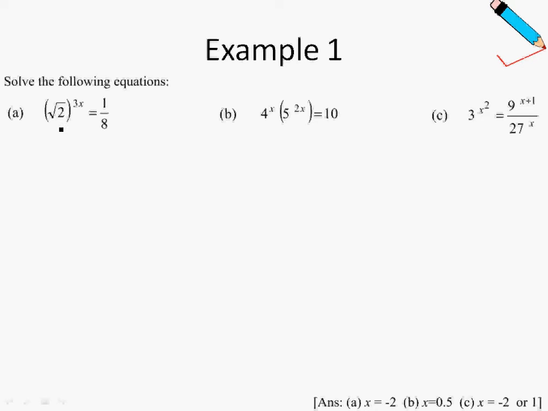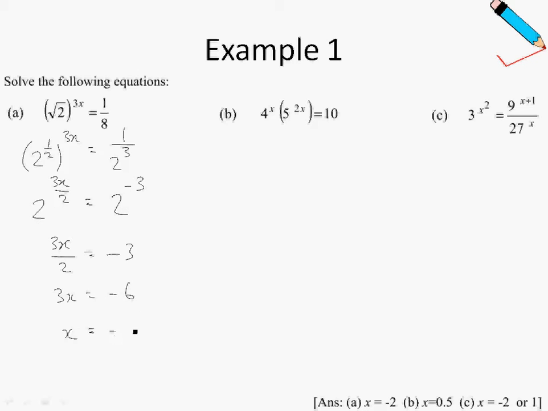Over here, root 2 can be written as 2 to the power of half, and to the power 3x. 1 over 8 can be written as 1 over 2 to the power of 3. Now we will multiply the powers together. So I have 3x over 2, and 1 over 2 cubed is just 2 to the power of negative 3. So I can say that 3x over 2 is equal to negative 3, and subsequently I will get x equals negative 2. Just divide by 3 on both sides.